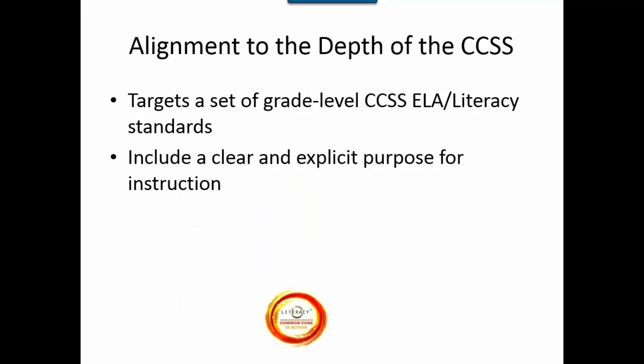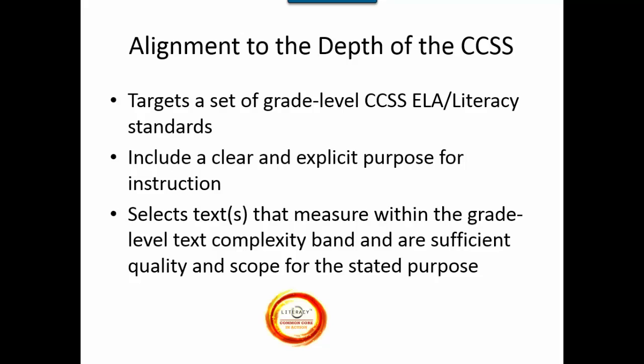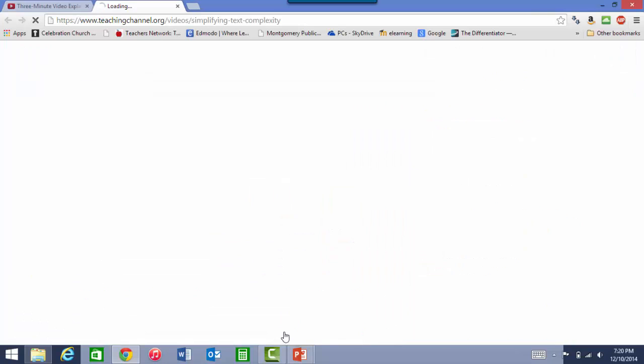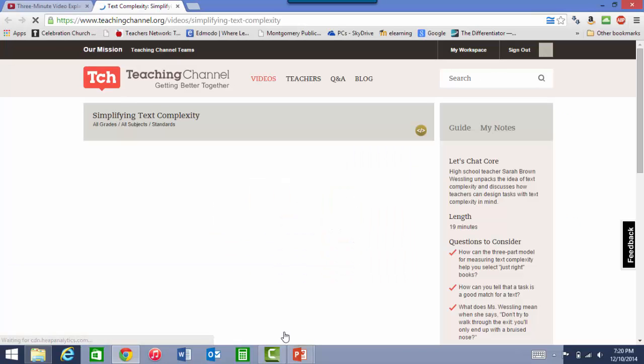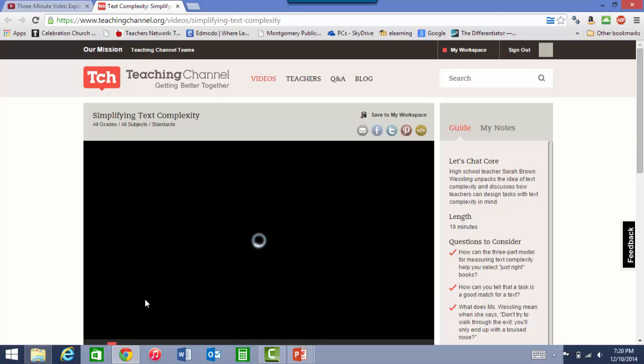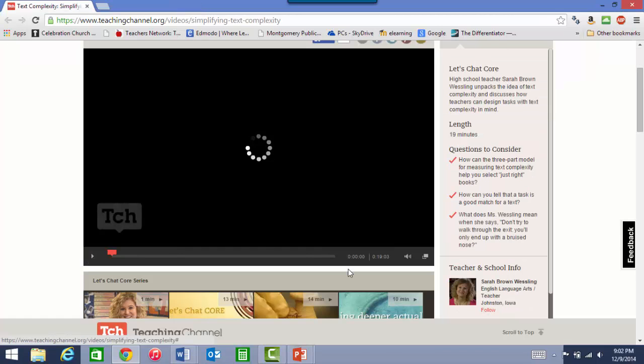Basically, this is saying, what are my daily measurable objectives for this standard? Select text or texts that are complex enough and that are sufficient in quality and scope for the purpose. Hopefully this video will give you a better example, a better explanation of this.